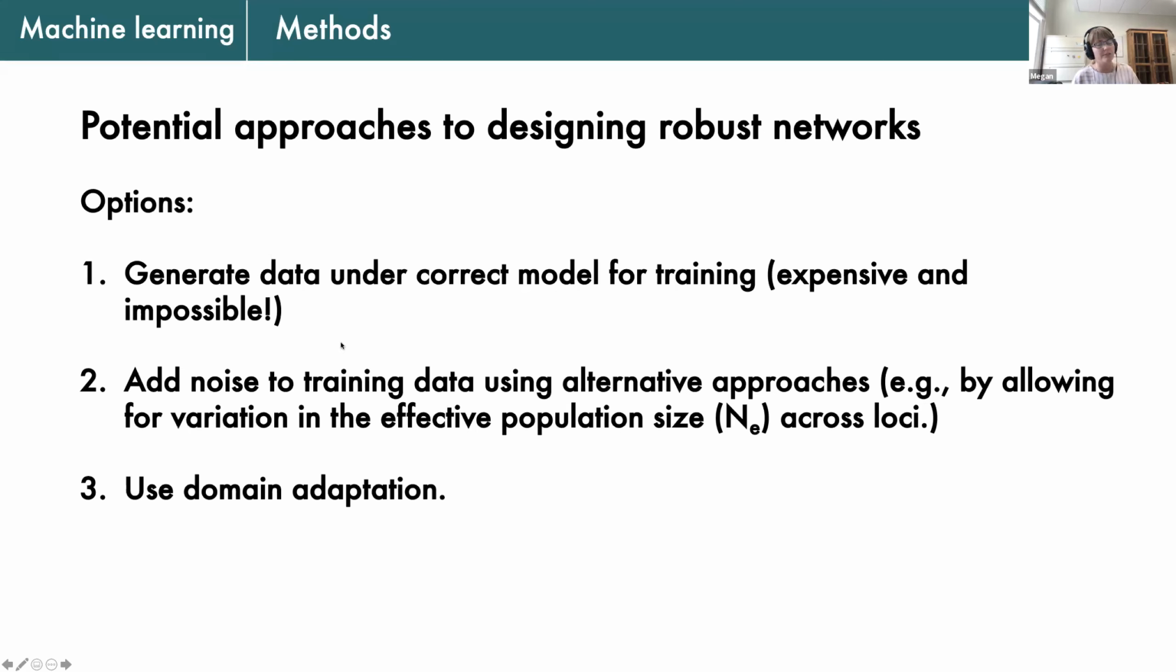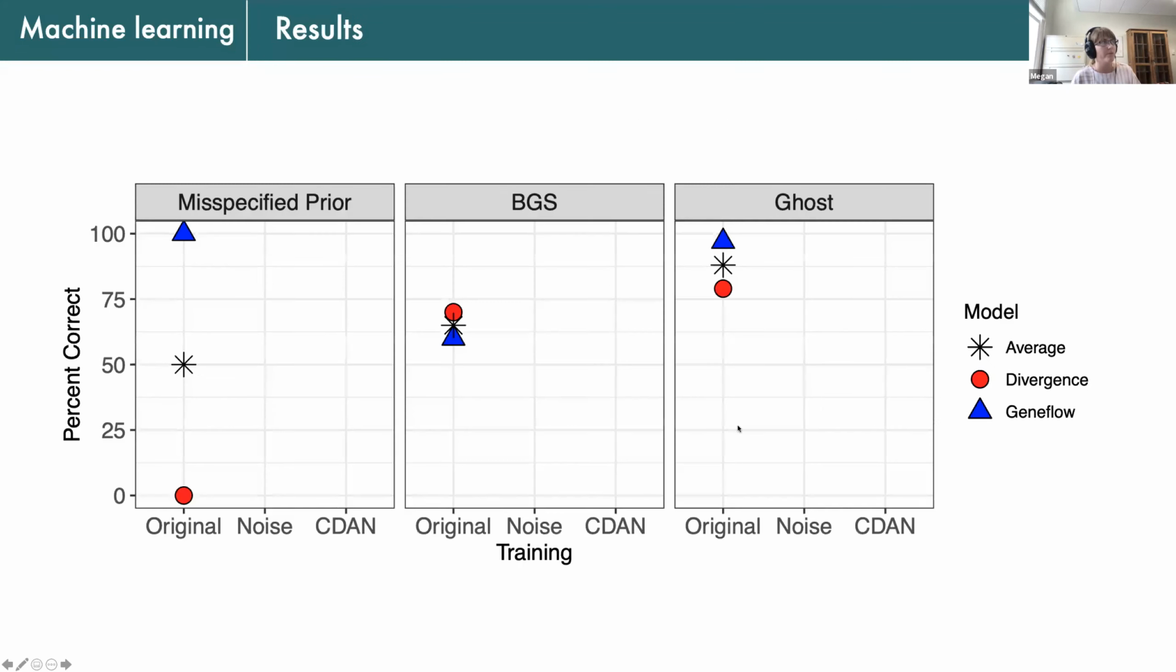I'm not showing you any results for the first option. I'm going to show you results from our noise classifier, where we added noise to our training data, and domain adaptation. Okay, so first here, I'm just showing you the results in the baseline case under our three misspecifications.